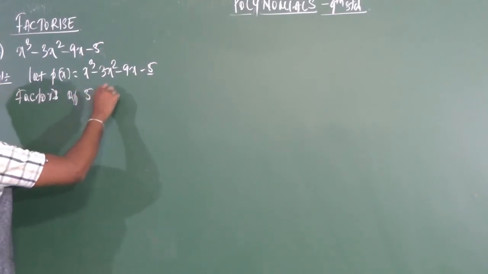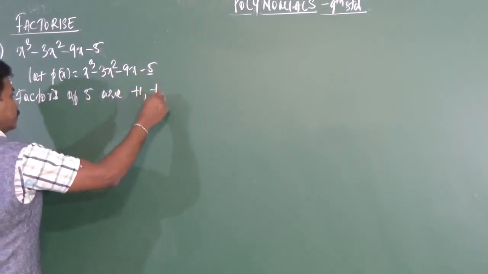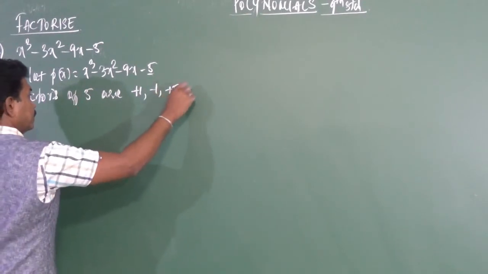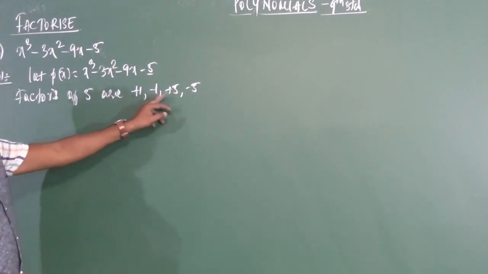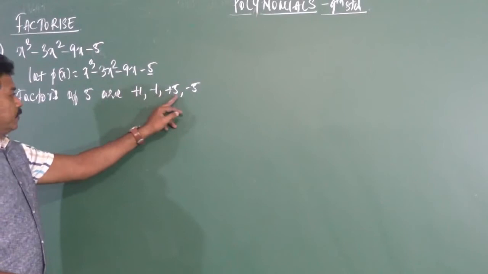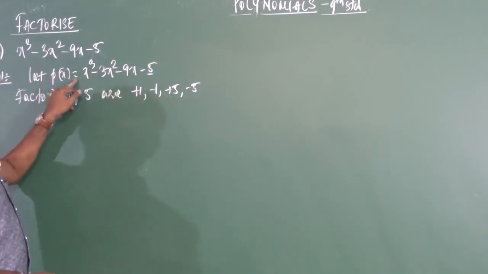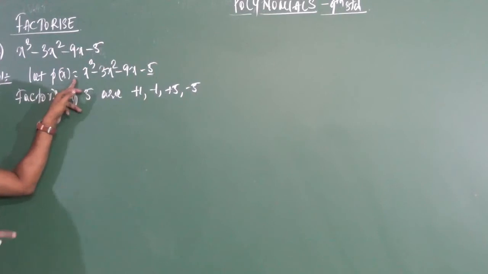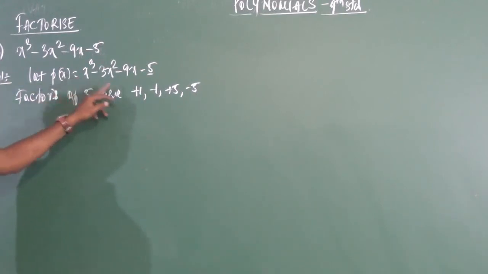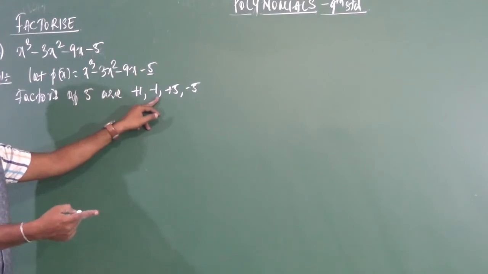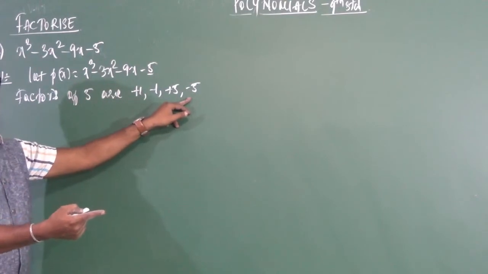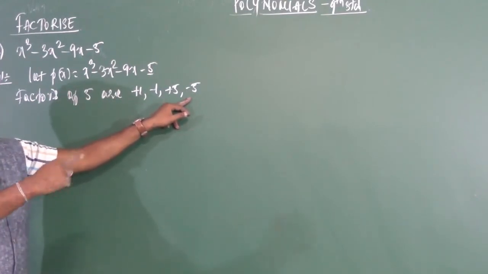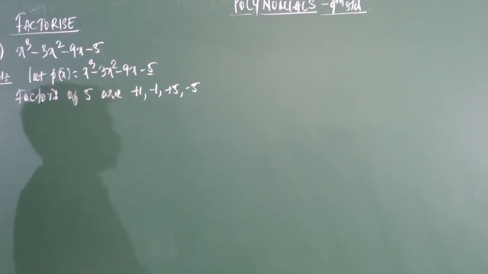So factors of 5 are plus 1, minus 1, plus 5 and minus 5. So these are the 4 factors of 5. So out of these 4 factors of 5, one of the values when substituted to P of x should give 0. That is P of 1 should be equal to 0, P of minus 1 should be equal to 0, P of plus 5 should be equal to 0, or P of minus 5 should be equal to 0. So not all will be equal to 0, any one among them will be equal to 0. So which one among them is the trial method? That is you have to search, right?